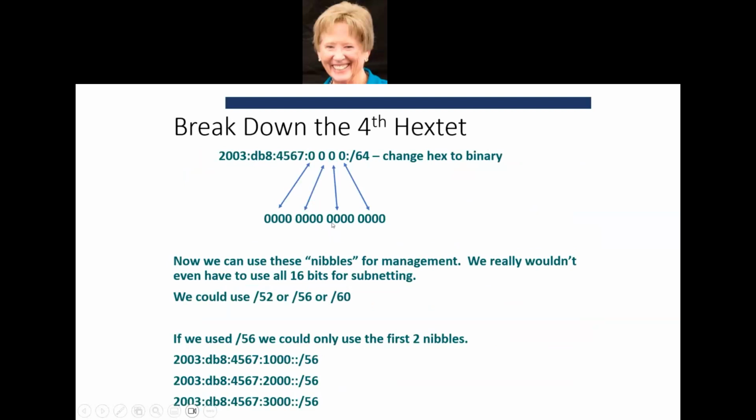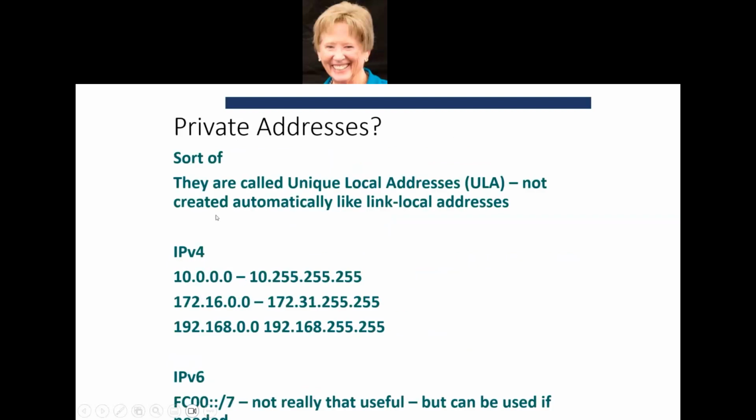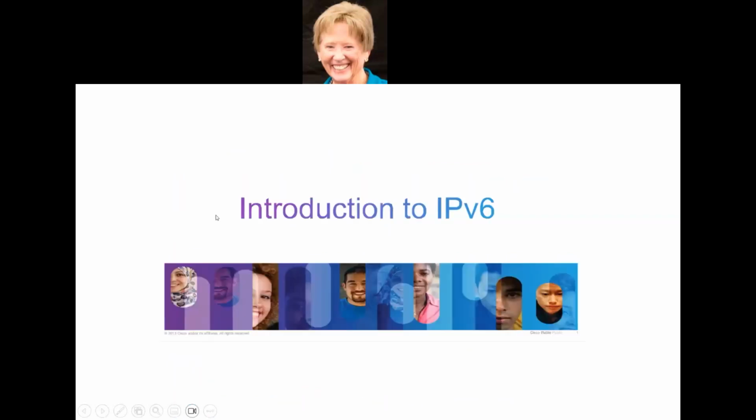We can break it into nibbles and say, okay, there's 48, 49, 50, 51, 52. I want to make this /52 and grab these for the network and then let everything else be subnets. Or we may want to go all the way over to 60 and make it a little more manageable with not so many subnets. So that's just an FYI, that's bonus material there. But typically we're going to use 64.